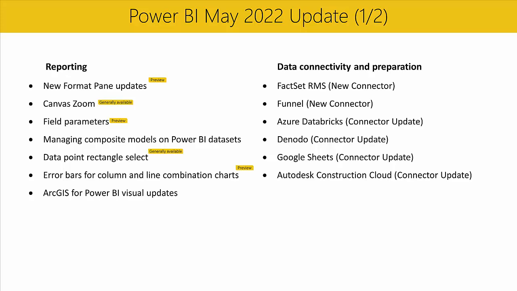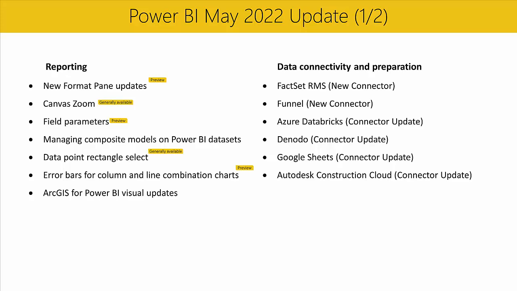We've also added a new keyboard command to clear your selections on the visual by pressing Ctrl-Shift-C. Data Point Rectangle Select is available for line, area, scatter, tree map, and map visuals, and you can select up to 3,500 points at once.